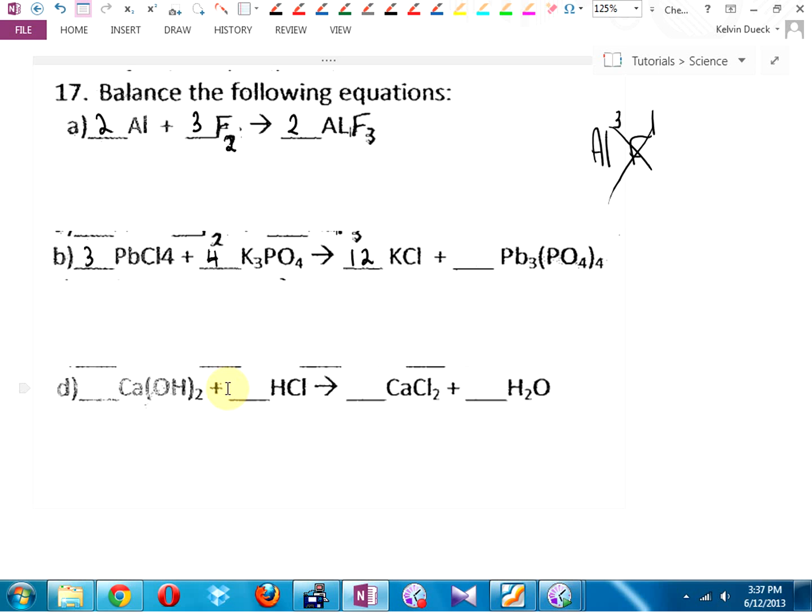So let's start with the calciums. How many calciums on the left-hand side? 1. How many on the right-hand side? 1. Meh. Let's try the chlorines. How many chlorines on the left-hand side? 1. How many on the right-hand side? 2. Okay, so let's try doing this. Ooh, what just changed? The hydrogen. How many hydrogens do I have on the left-hand side now? Count carefully. 4. How many do I have on the right-hand side?